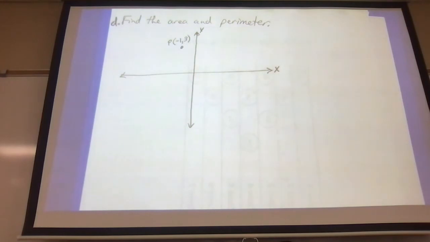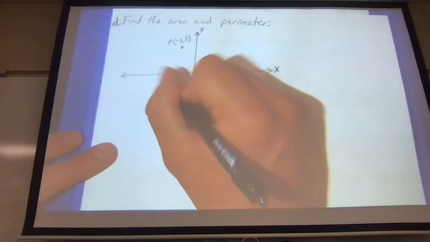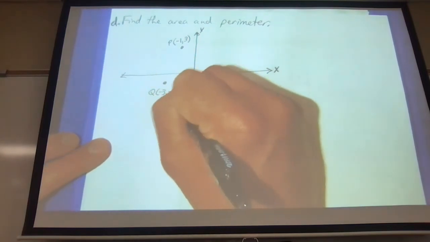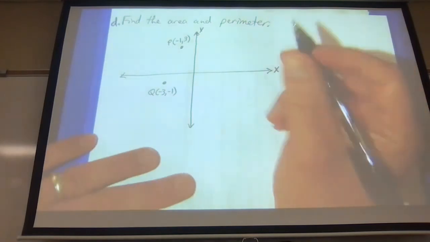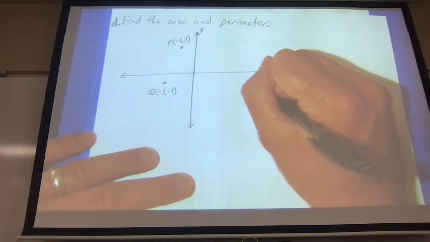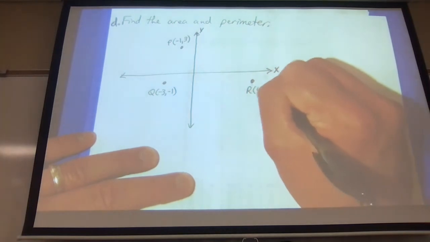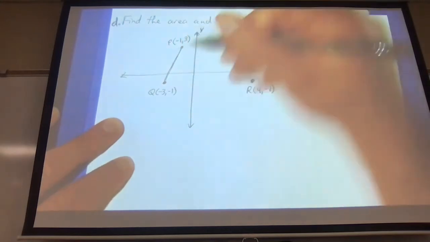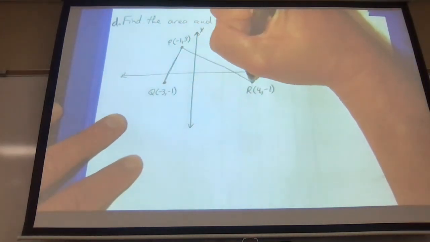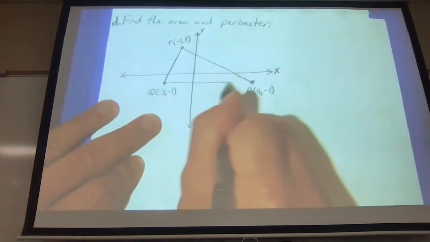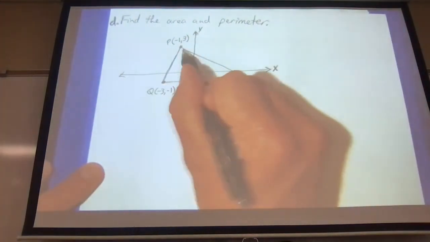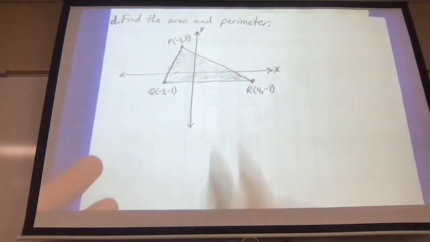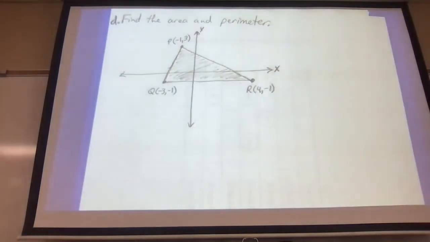And just to keep it simple, we'll do a triangle here. We're going to put point Q down here at -3, -1. And then we'll put point R over here at 4, -1. And you connect those 3 points, you get a triangle. And usually what the book will do is they'll kind of shade it in so you can see the figure. There's your triangle we're trying to find the area and the perimeter for.